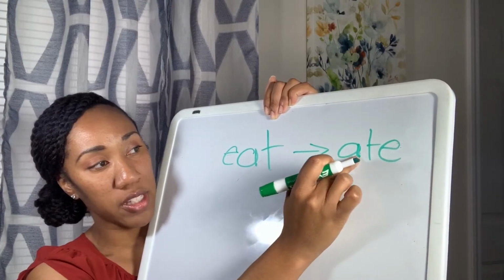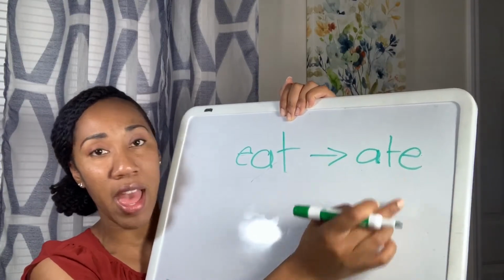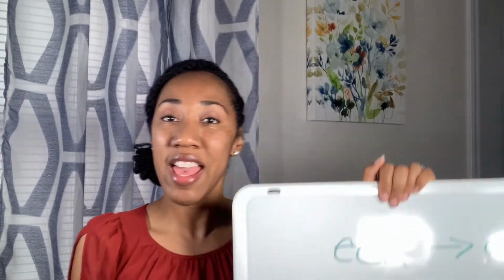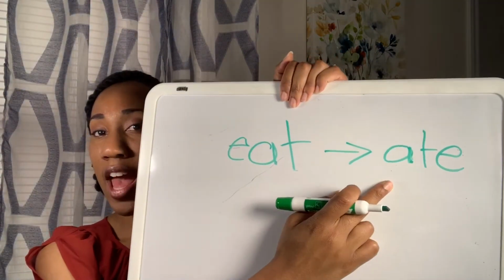Okay, oh gosh, guys, please excuse my handwriting. This is terrible. I'm trying to look at the camera and write on the board at the same time. It's a little tricky. Okay, so that is a word where we don't add ed. We don't say I eated my dinner last night. Eat becomes ate.